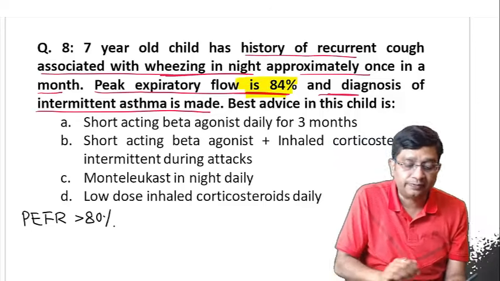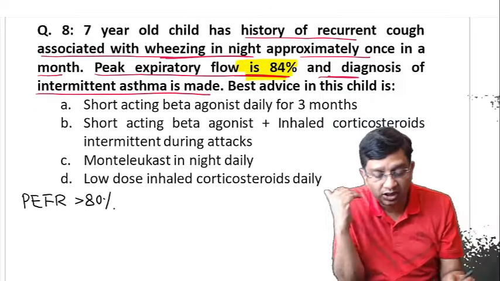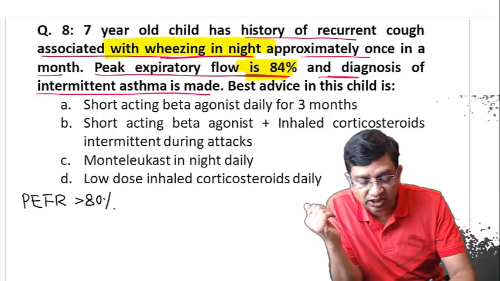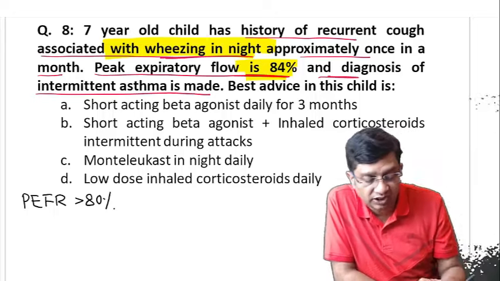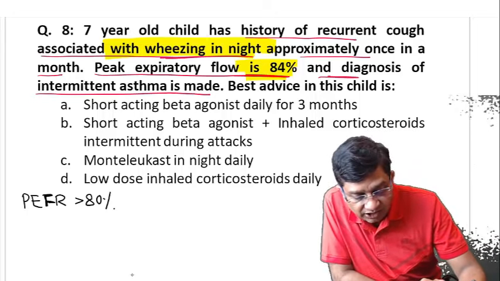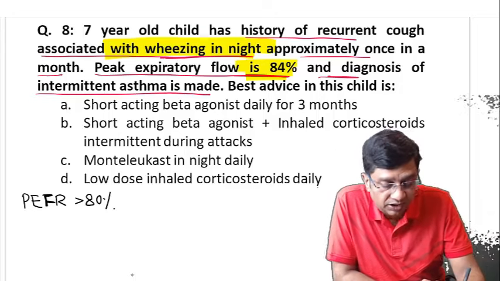So that is okay. So this is intermittent asthma, and in the asthma what you usually get is wheezing in night. So that is also given, wheezing in night here. So this is peak expiratory flow rate more than 80%, wheezing in night. You have made a diagnosis of intermittent asthma.